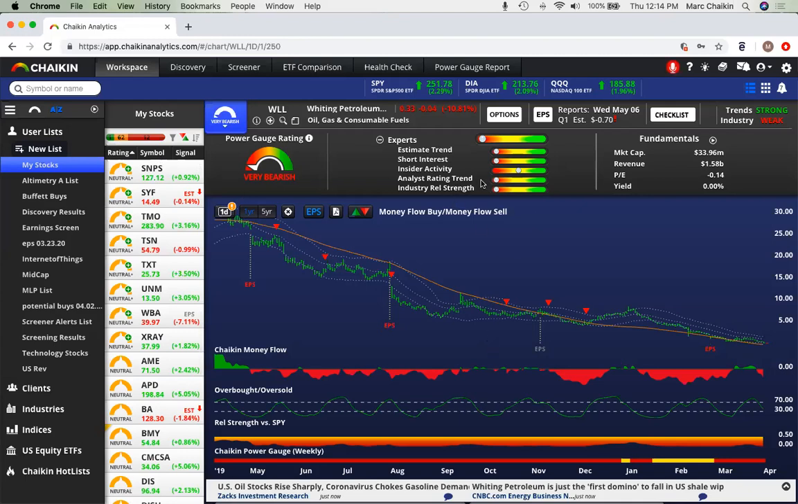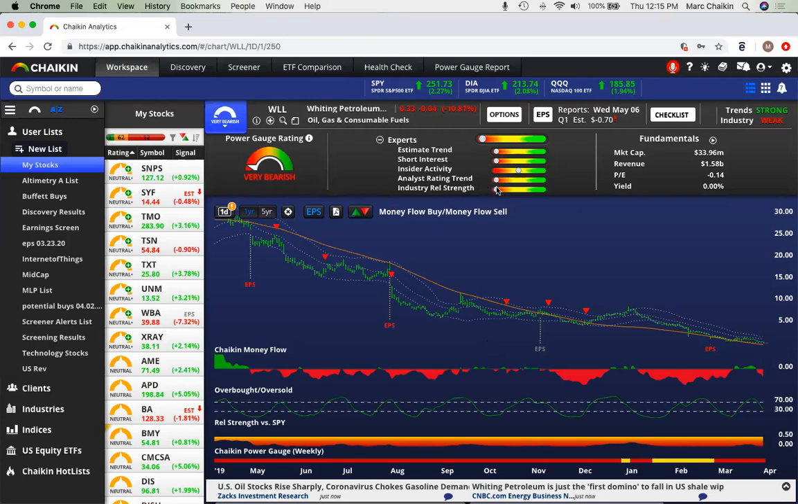Then we look at the average analyst ratings. Analysts rate stocks at brokerage firms. The various data companies aggregate those ratings. We look at a scale from 1 to 5. This is very bearish. That means the analysts are bearish on the stock. So not only are they cutting their earnings estimates, but they're bearish on the stock.